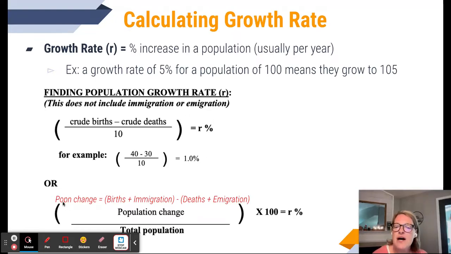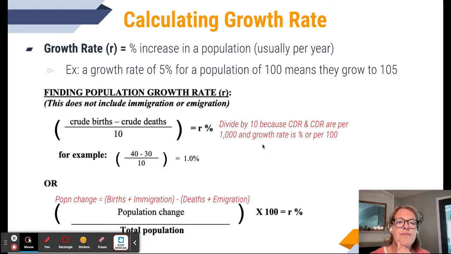Or we could also look at population change. If we were calculating population change, we would do the births plus immigration minus the deaths plus emigration. Figure out that answer in parentheses for that whole top there, then divide that by the total population times 100, and that would give us our percent.